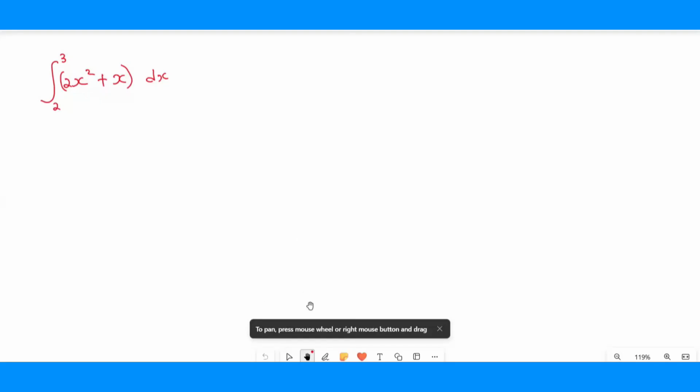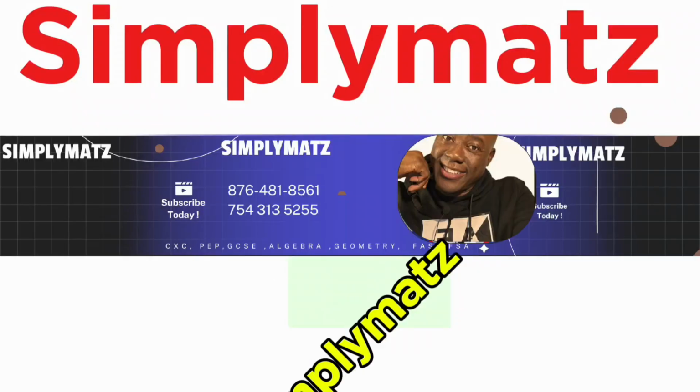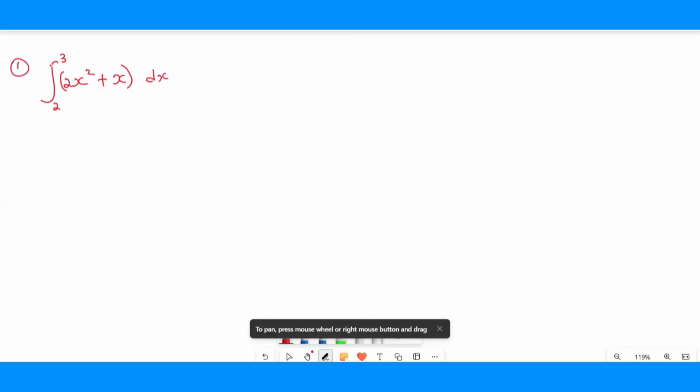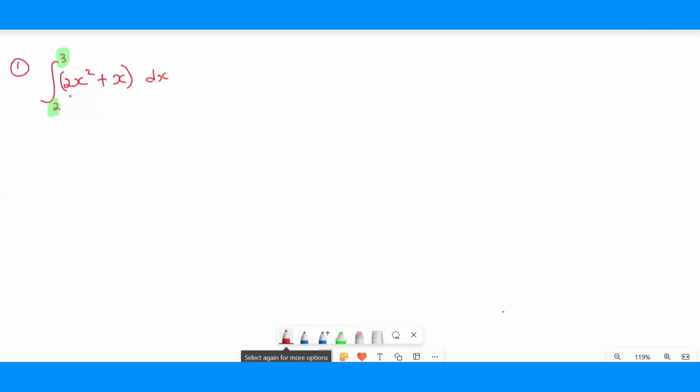What we're doing today is that we want to find the definite integral of these questions. So our first question says, we want to find the definite integral of 2x squared plus x dx. So the upper limit is 3 and our lower limit is actually 2. What we're going to do is we're going to integrate this first.